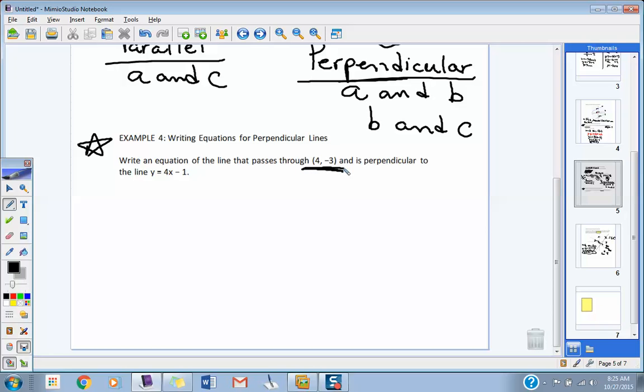4, -3, and is, here's the big idea, perpendicular to what? Well, the line y equals 4x minus 1. So there's a line, 4x minus 1, graphed in a coordinate plane. All right, I'm not going to worry about what that looks like. What I am going to say is this. What's the slope of the given line right here, kiddos? Slope is 4, right? In this line. We want to be able to write an equation for a line that is perpendicular to that.